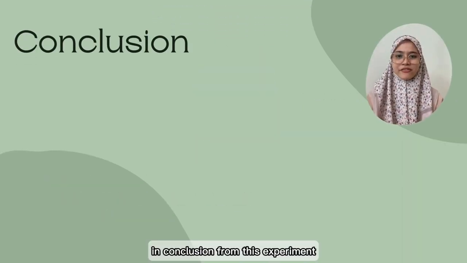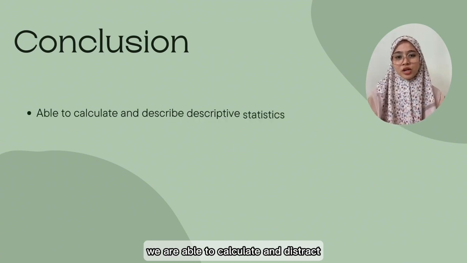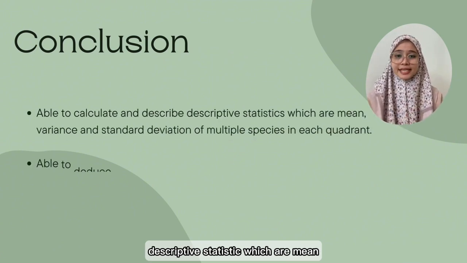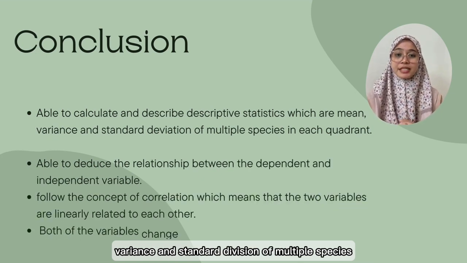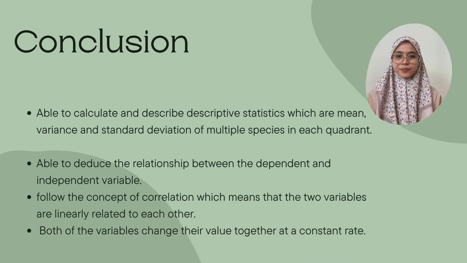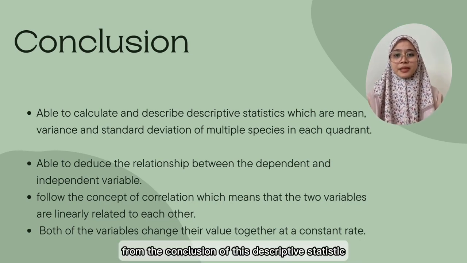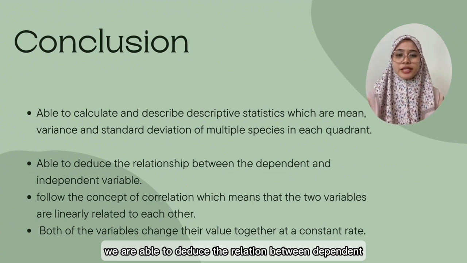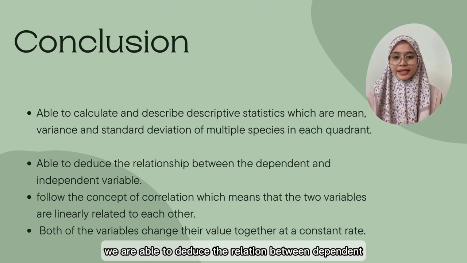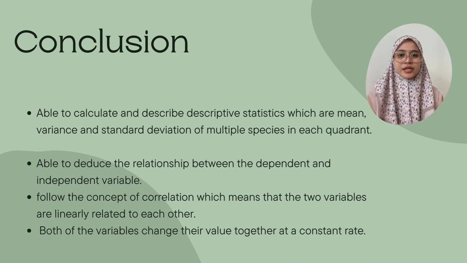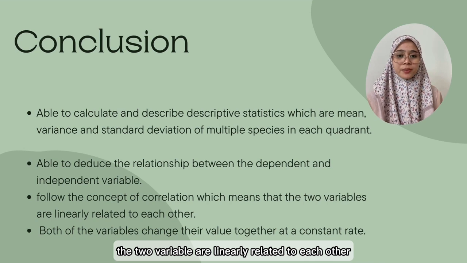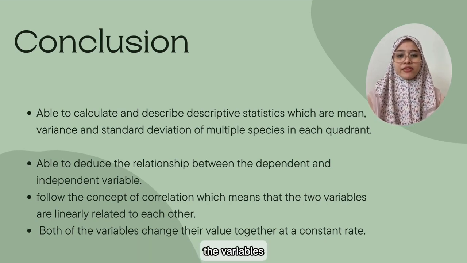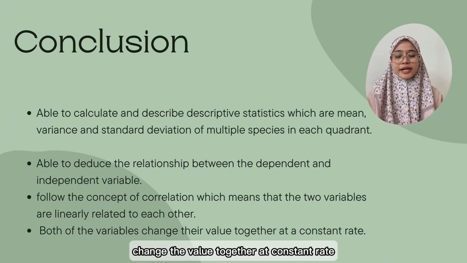In conclusion, from this experiment, we are able to calculate and describe descriptive statistics, which are mean, variance, and standard deviation, of multiple species in each quadrant. From the calculation of these descriptive statistics, we are able to deduce the relation between the dependent and independent variables. The variables in this practical follow the concept of correlation, which means the two variables are linearly related to each other. By that, both of the variables change their value together at a constant rate.